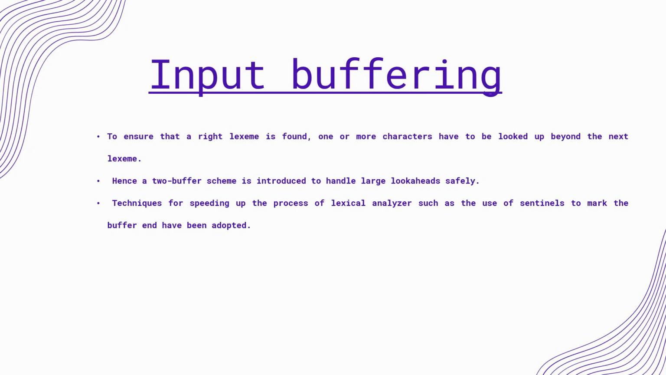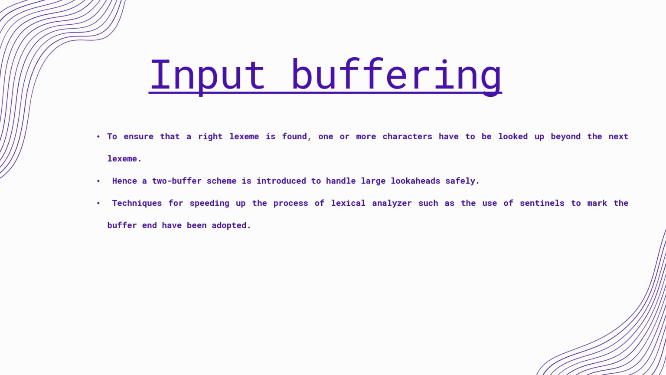The lexical analyzer scans the input string from left to right, one character at a time. To ensure that the right lexeme is found, one or more characters have to be looked up beyond the next lexeme. For instance, we cannot be sure if we have seen the end of an identifier until we see a character that is not a letter or digit, and therefore is not a part of the lexeme for ID.